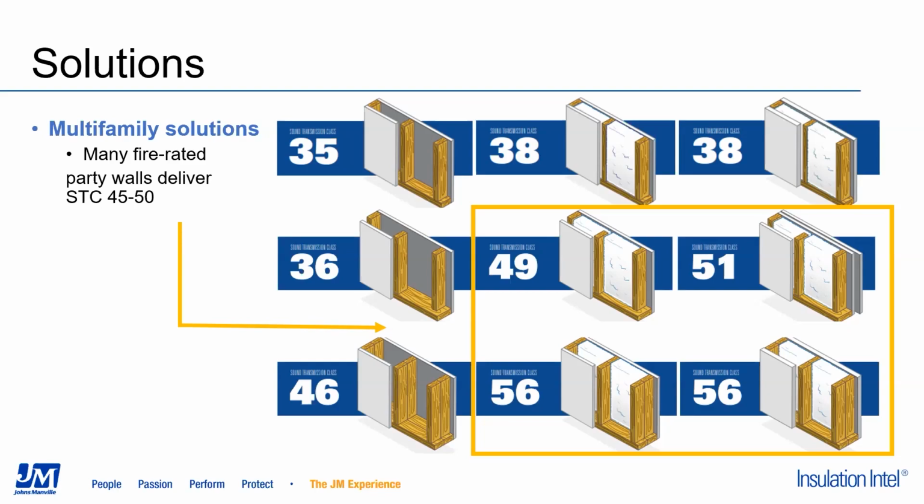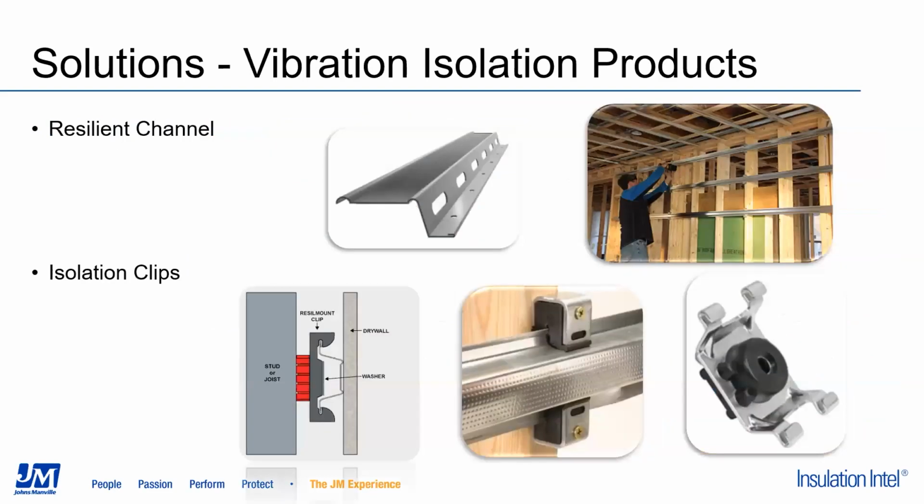But there may be instances where space is at a premium. So that's when you want to consider maybe using a vibration isolation product. I'm just highlighting two here, resilient channel and isolation clips. They can be installed on the stud, and then you attach your gypsum board to that. This provides a good vibration break, similar to what a double stud assembly does. And assuming it's properly installed, especially with resilient channel, they can be a good means of getting to STC 50-plus performance.